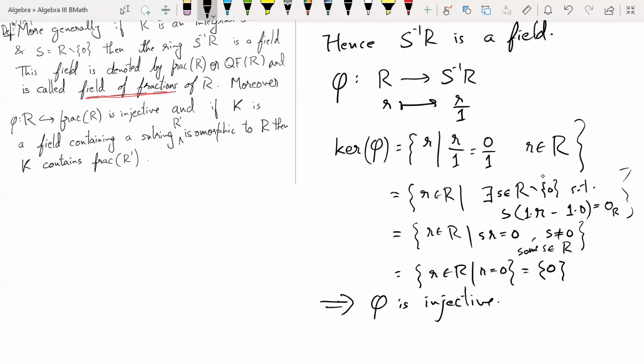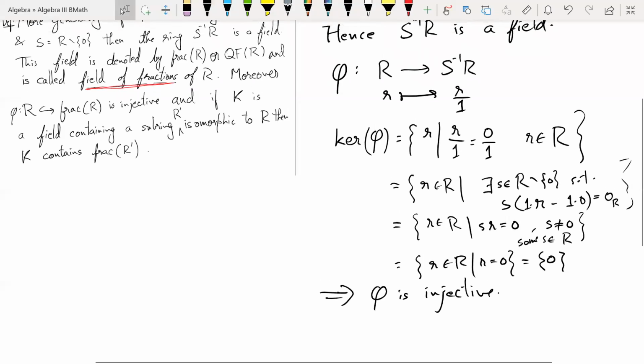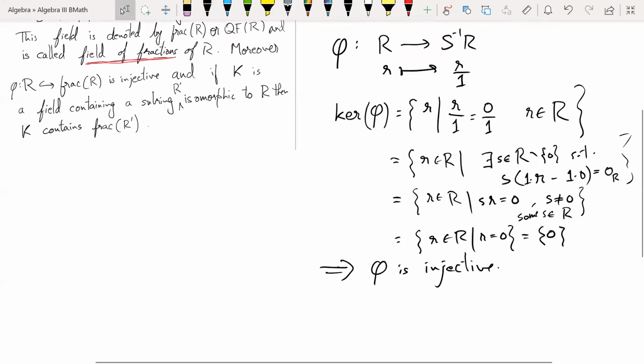So this map is an injective ring homomorphism. We already saw it's a ring homomorphism, and in fact we saw that 1 goes to 1. So you can think of R as a subring of S inverse R by identifying the image of this map with R.